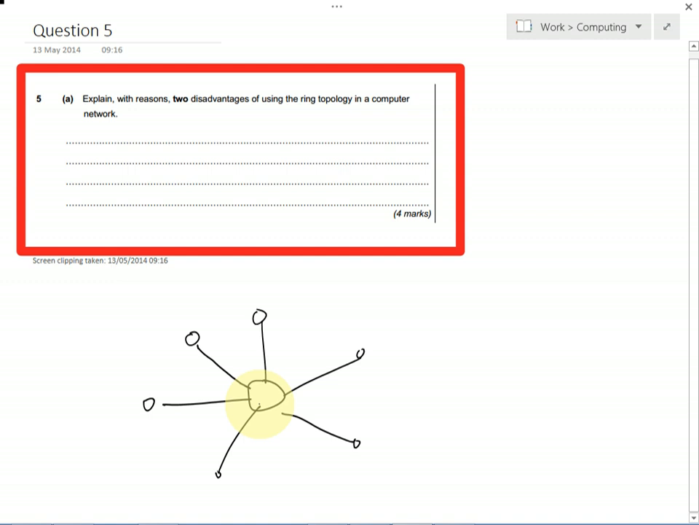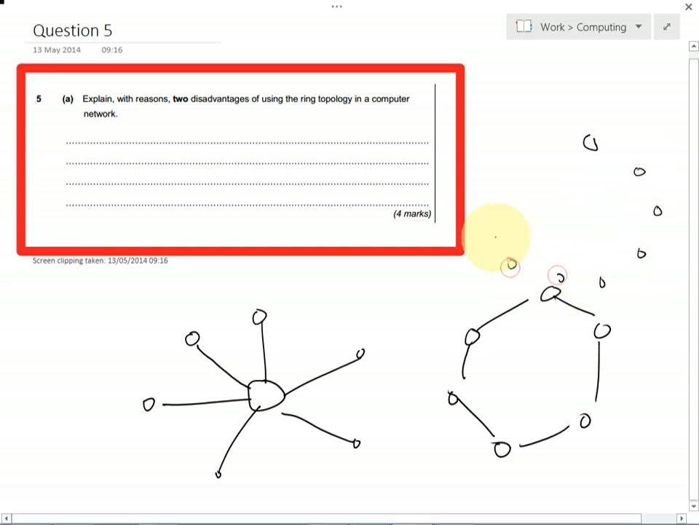So back to our question: two disadvantages of using the ring topology in a computer network. I'm looking at page 53 on your revision guide. Back to your ring topology. One disadvantage would be that if any one of these cables breaks, then the whole network goes down. And also, it's pretty rubbish when it comes to large networks, because it takes a long time for the information to go all the way around the ring.